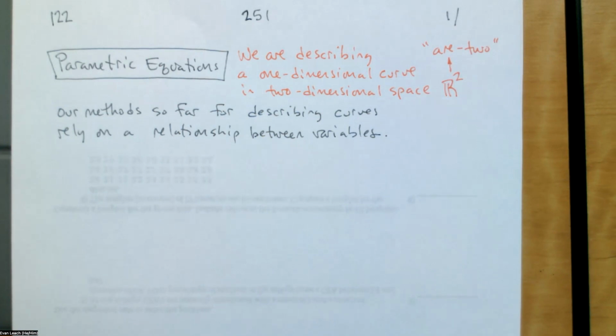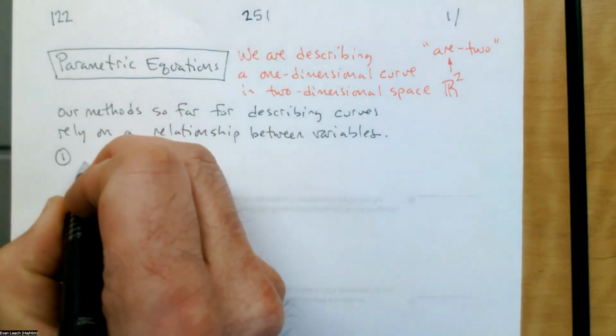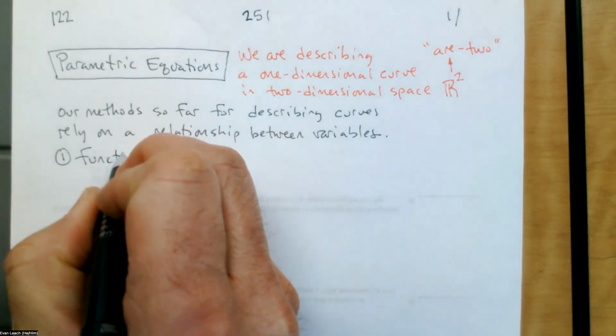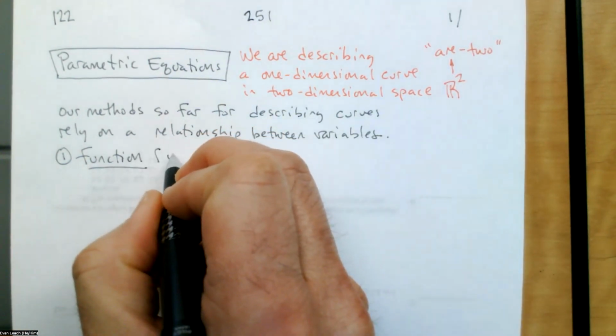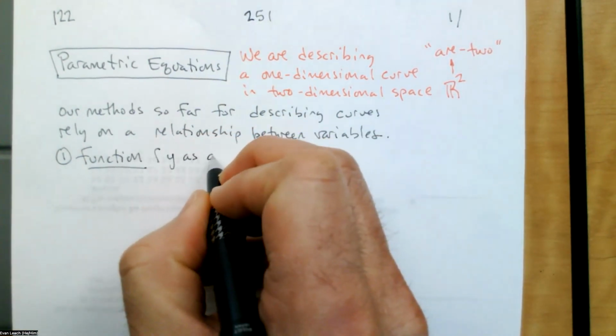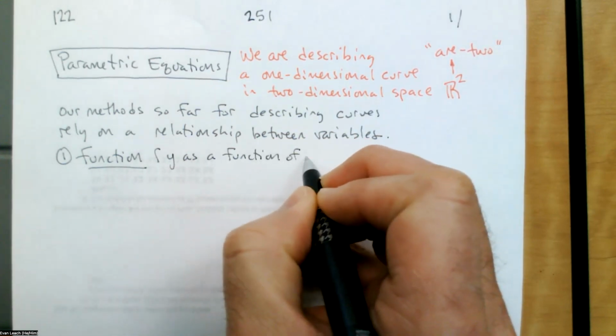The first thing that we try is we use a function. The reason that we start off with functions is because functions are easiest. So one of the methods that we use is we make a function. Specifically, we write y as a function of x.